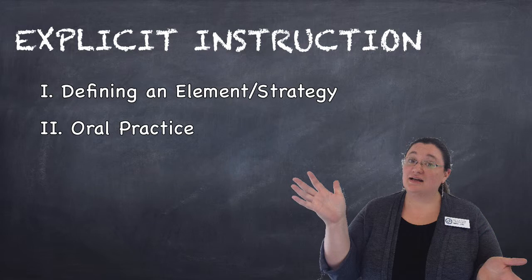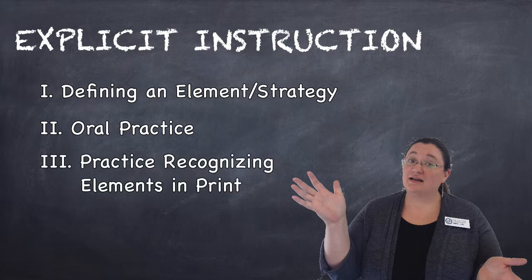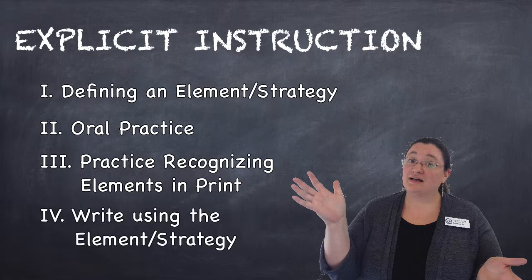Another thing we want to be sure to do is to practice recognizing that element in print. What does a good paraphrase look like? What does a bad paraphrase look like? What does a good summary look like, and what does a poor summary look like? We want kids to have that frame of reference so that when they go back to edit their work, they have some idea of what a good paraphrase or summary should look like so that they know where theirs stands in comparison. Finally, we want to make sure and write using that element or strategy.